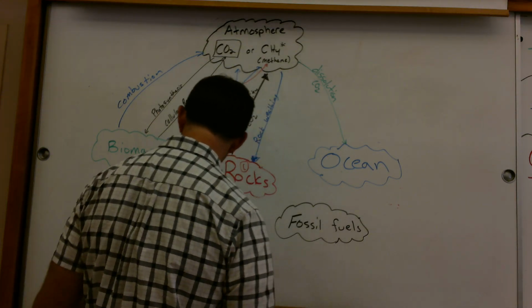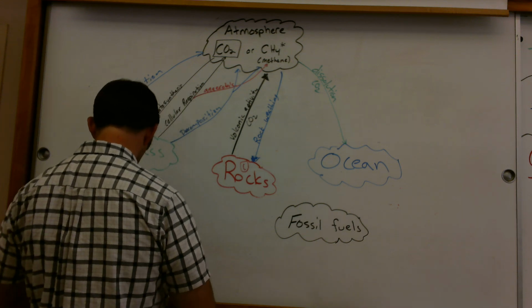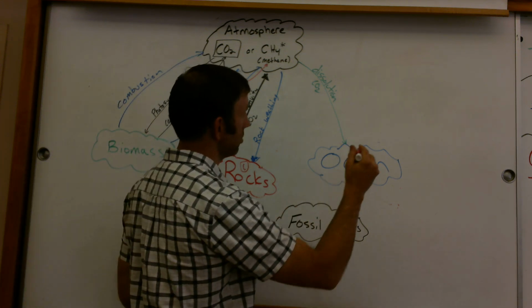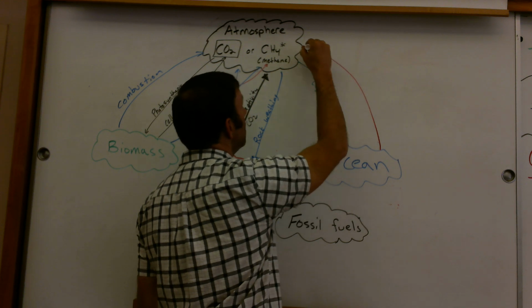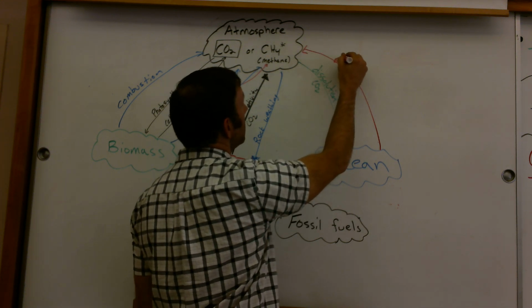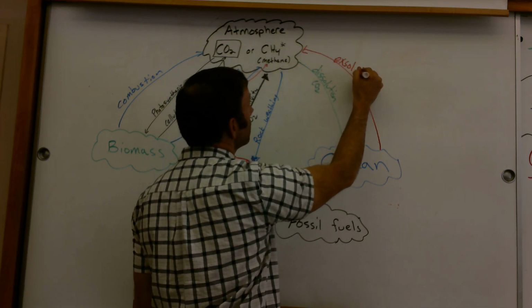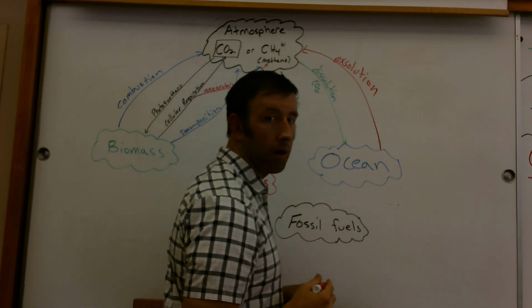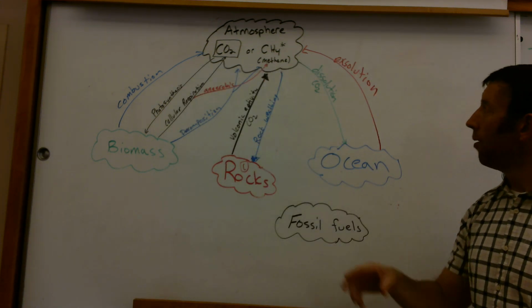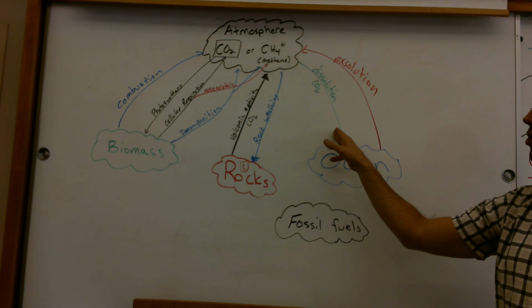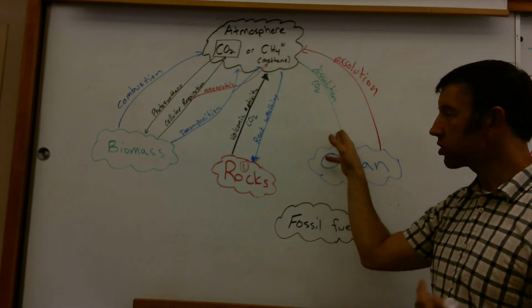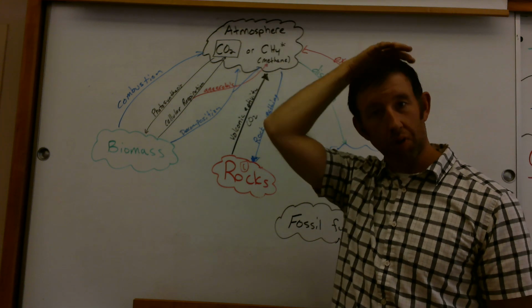Now, dissolution does have a reverse, of course, and we call it exsolution. So we show it going from the ocean back into the atmosphere as exsolution. All right, and so dissolution is CO2 going into the ocean, being dissolved into the ocean. Exsolution is the reverse of that process.